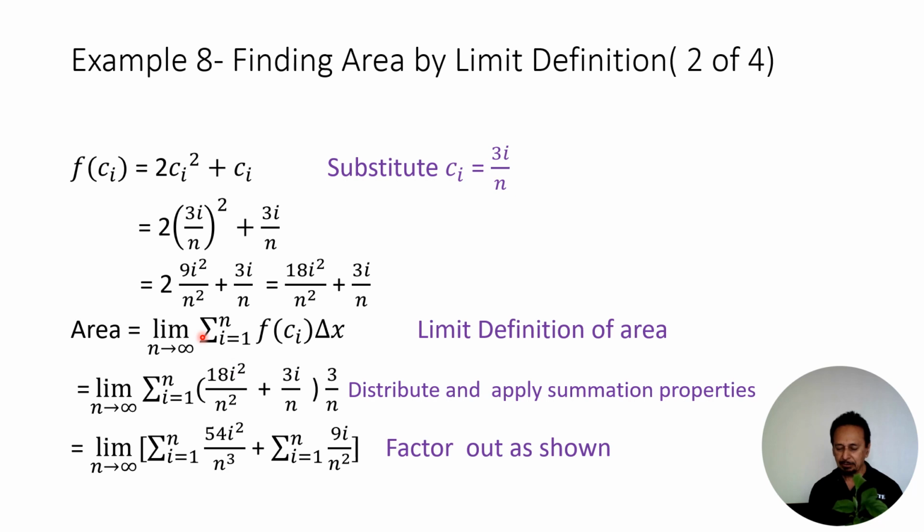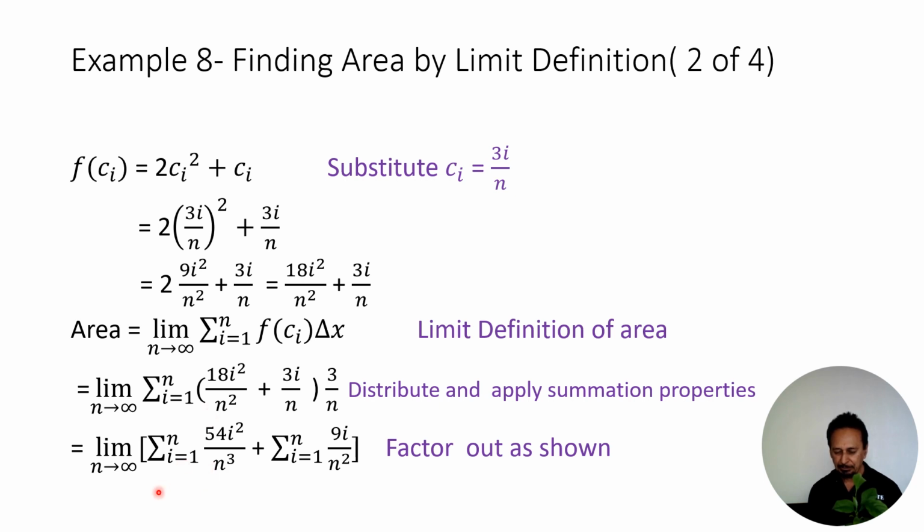Now we write area is the limit as n goes to infinity of the summation from i equals 1 to n of f of ci times delta x. So this becomes limit n goes to infinity, summation i from 1 to n, and f of ci we just found is 18i squared over n squared plus 3i over n, times delta x, which is 3 over n. No, I'm sorry, delta x is 3 over n. Now we distribute this one here.